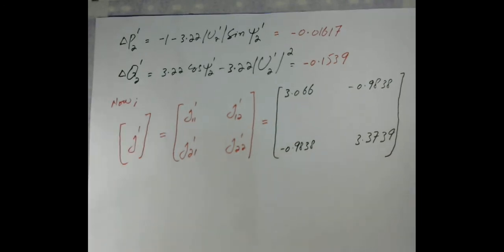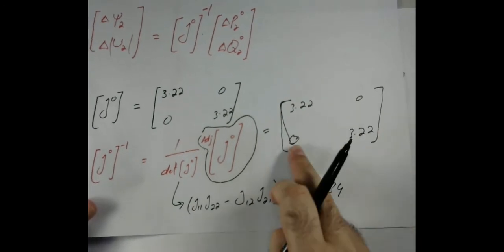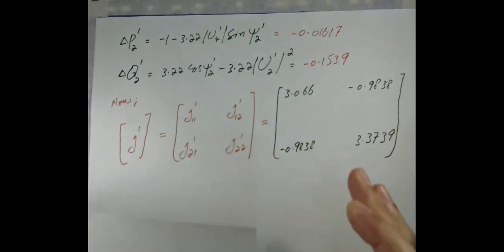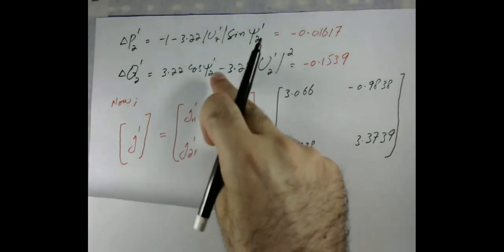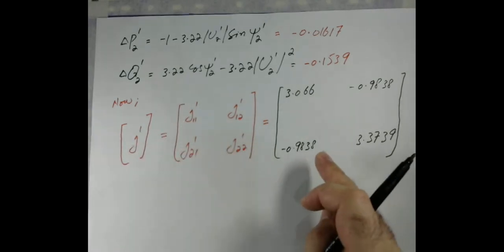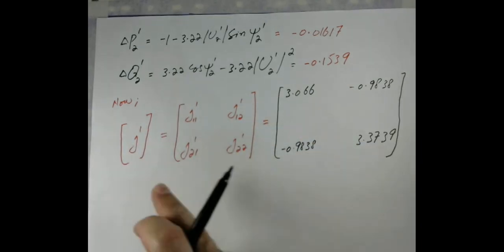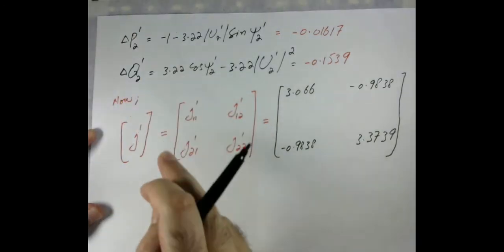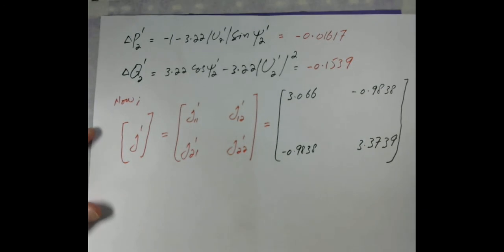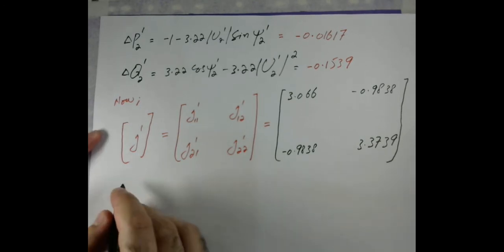If we compare it to the previous case, the entries were 3.22 and 3.22. Here we have different values, because now we are using the updated values of the angle as well as the voltage. Because we have determined the power mismatch, the other important step is to take the inverse of the Jacobian matrix. I will not go through those steps once again, but you know how to take the inverse of a matrix. So I will directly write the inverse of this matrix.